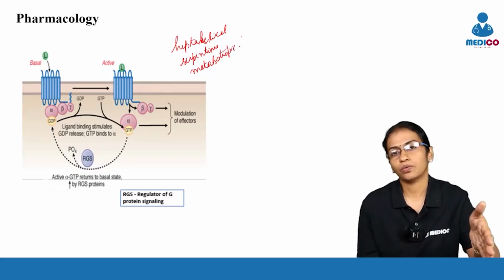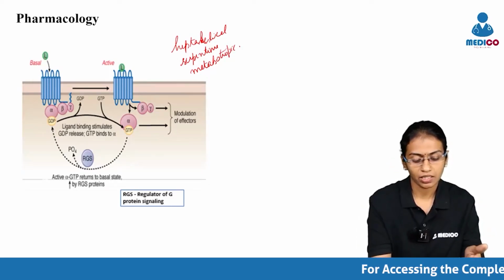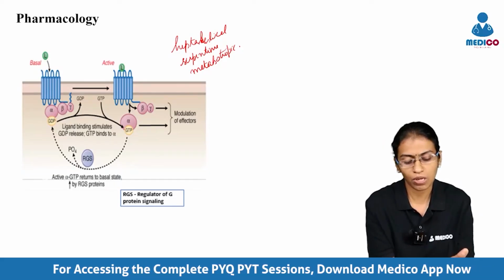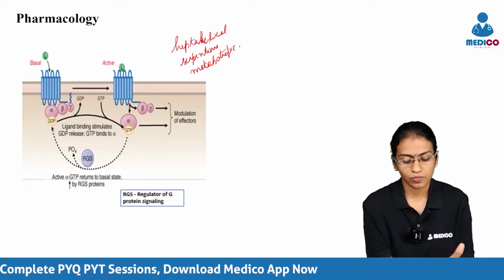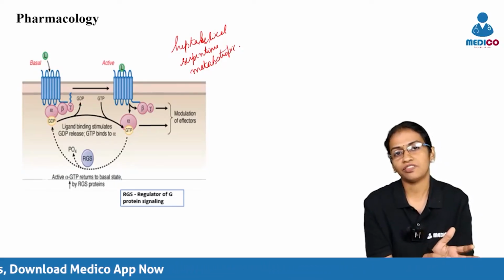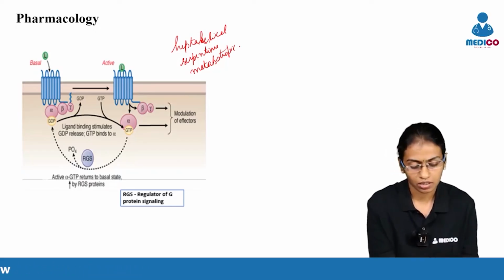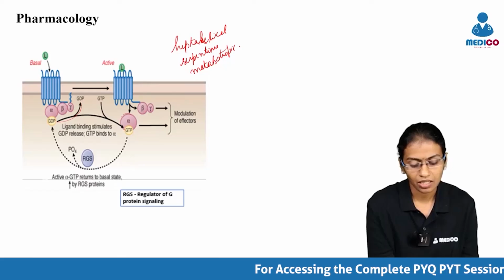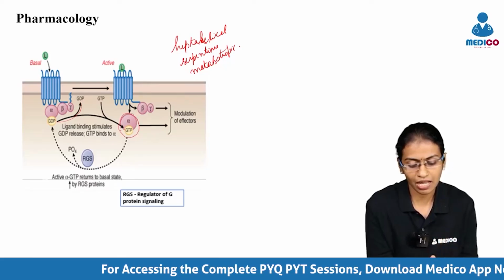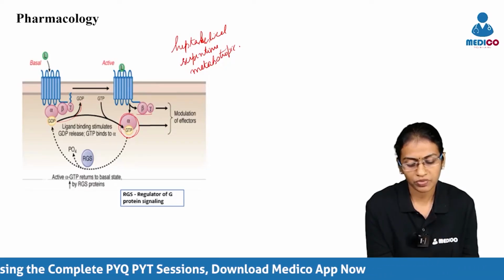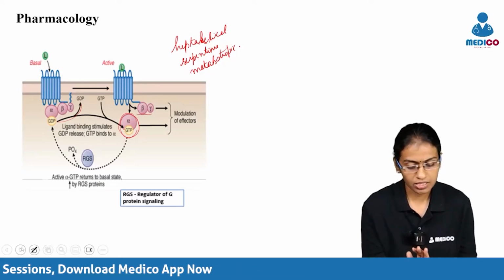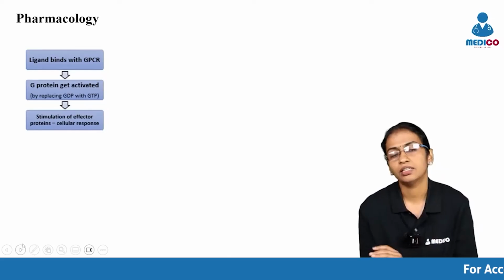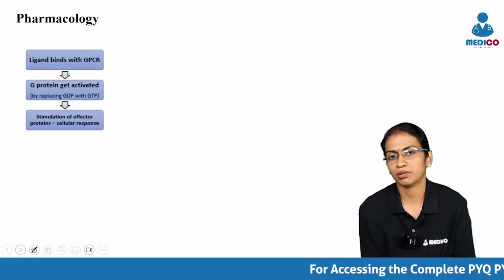So when the ligand binds here, initially the G protein consists of GDP that is bound to alpha, beta, gamma subunits. So when activation happens, the GDP gets released, GTP gets added. There is separation of this alpha subunit from the beta gamma subunit, and what will happen? It will go and stimulate the various effector proteins that bring about the action.